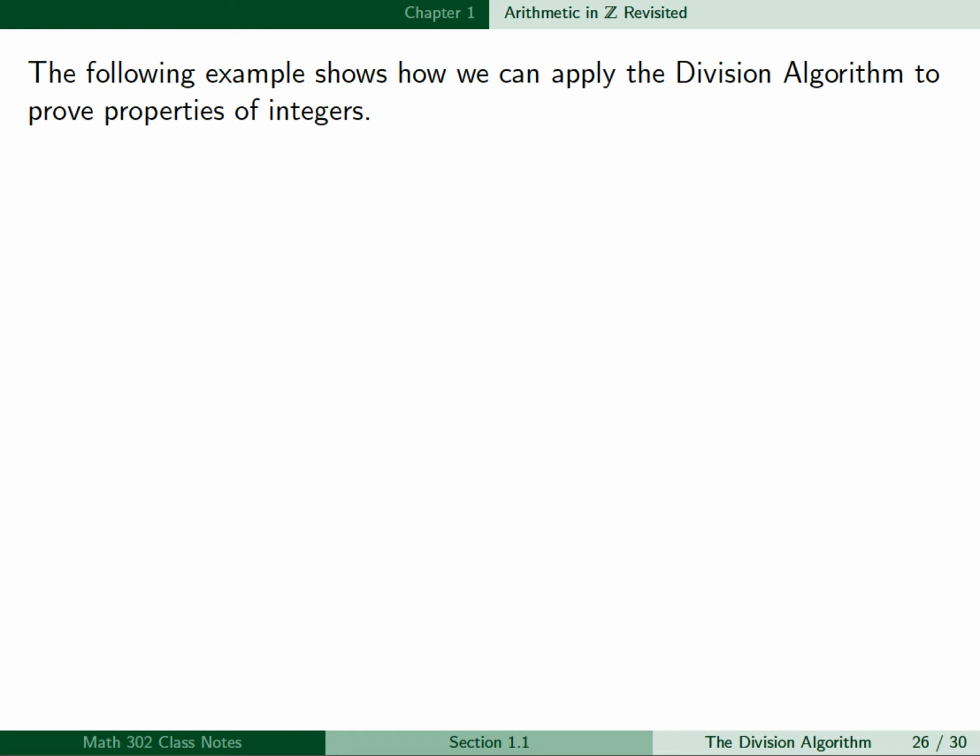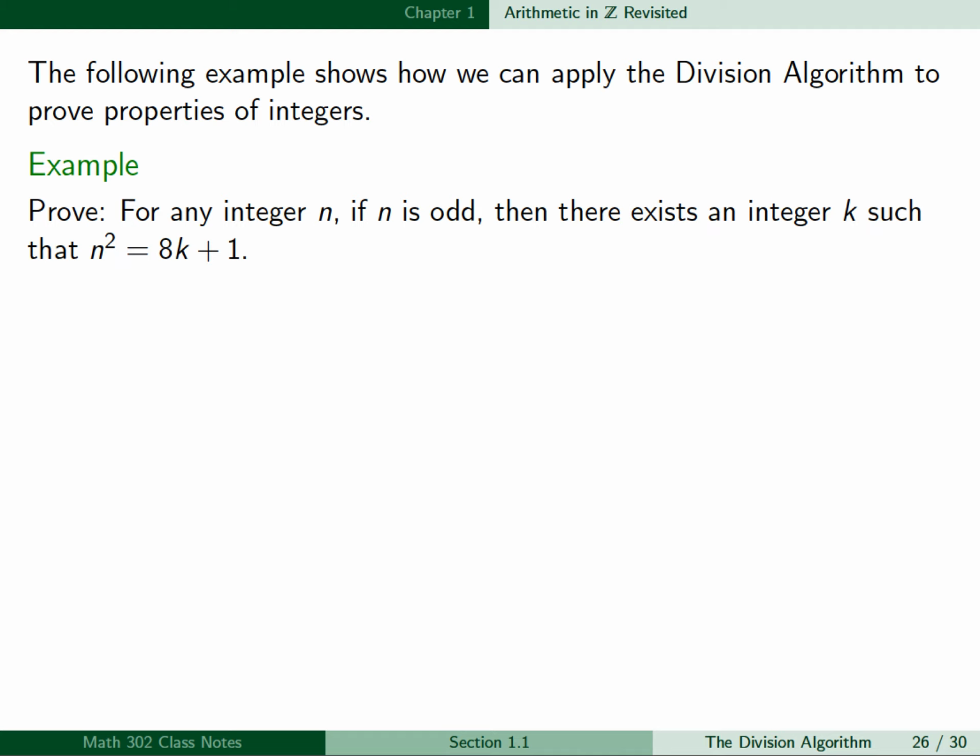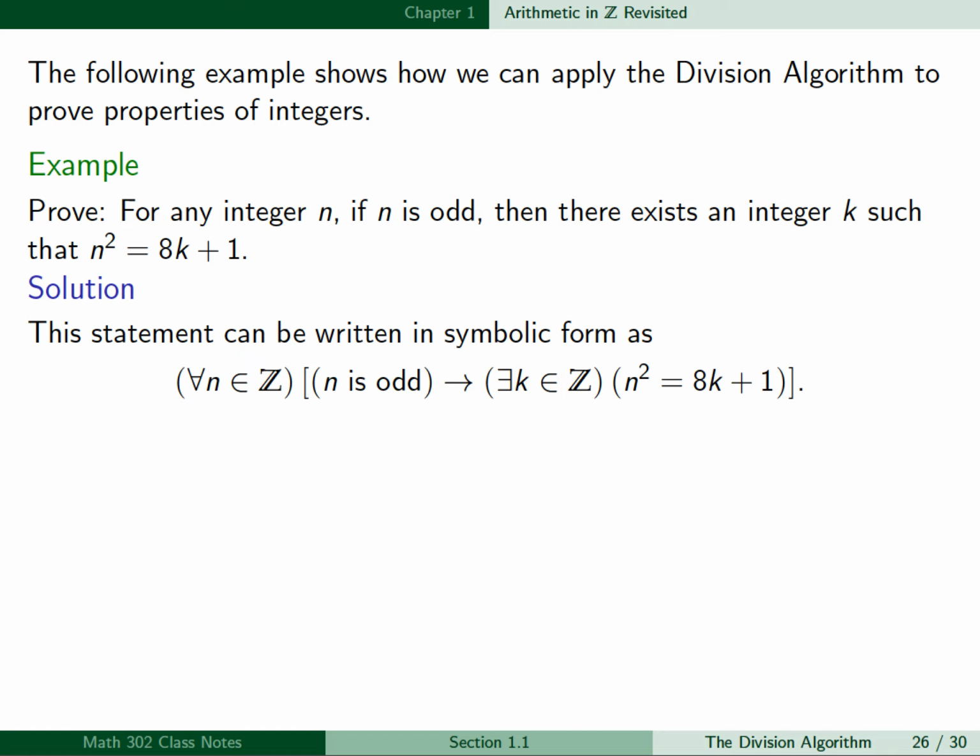Now, the following example shows how we can apply the division algorithm to prove properties of integers. So for this example, we want to prove for any integer n, if n is odd, then there exists an integer k such that n squared is equal to 8k plus 1. And the statement can be written in symbolic form as, for all n in Z, if n is odd, then there exists a k in Z such that n squared is equal to 8k plus 1.